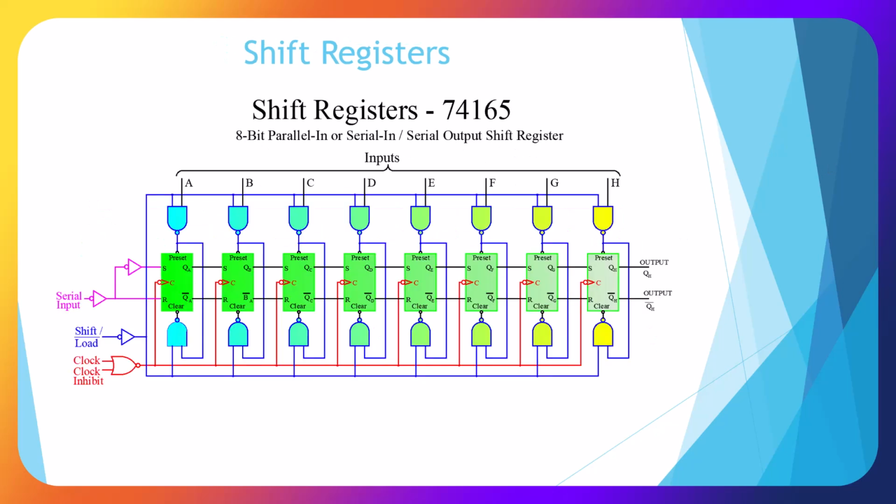Here's another shift register, 74165, which is an 8-bit parallel in or serial in and serial output. So we could clock the data in either parallel or one bit at a time serially, and then clock it out serial.